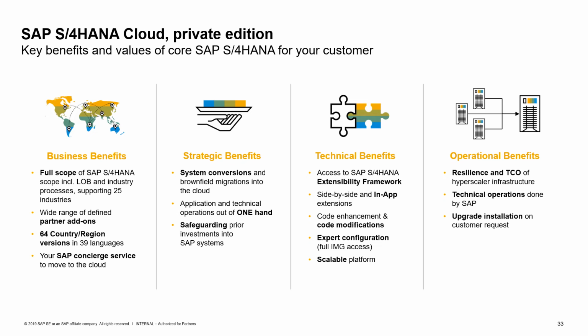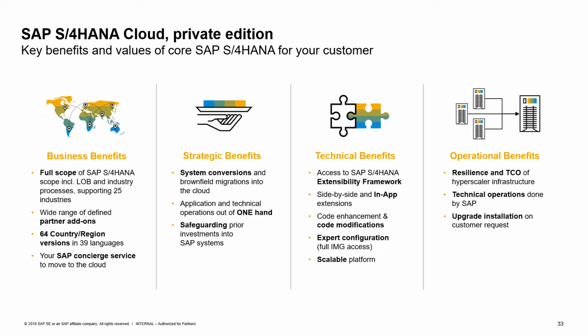Looking at the capabilities for SAP S4HANA Cloud Private Edition, here we see the key benefits and values of the core SAP S4HANA for your customer. So let's take a look. First of all, under business benefits. Private Edition provides for a full scope of S4HANA, including line of business and industry processes supporting 25 industries.